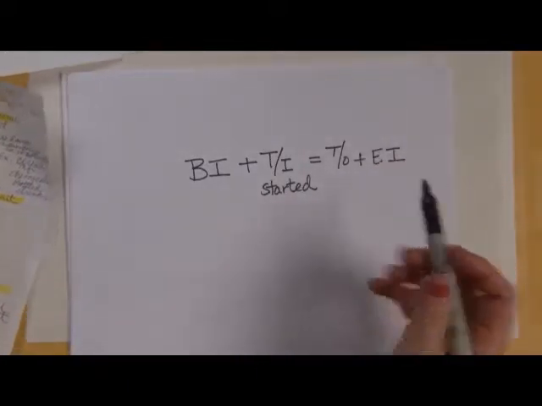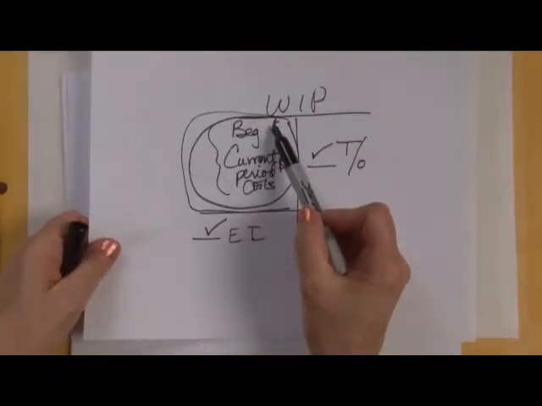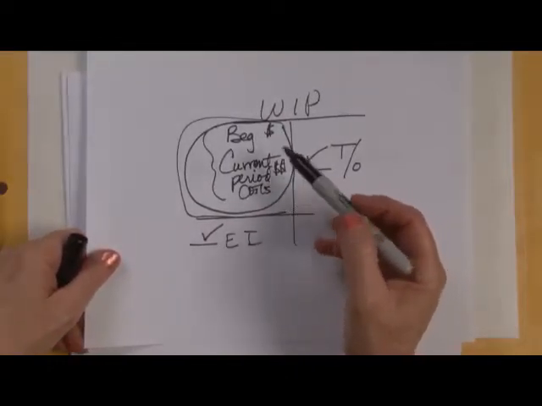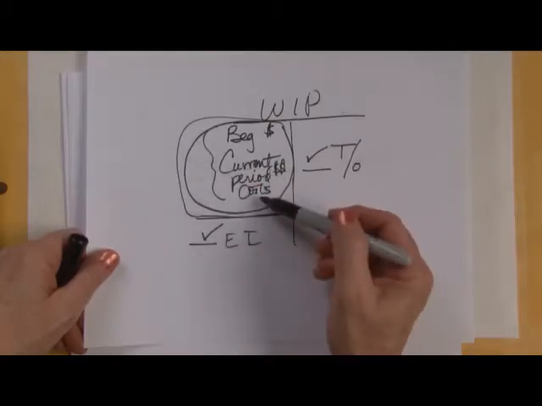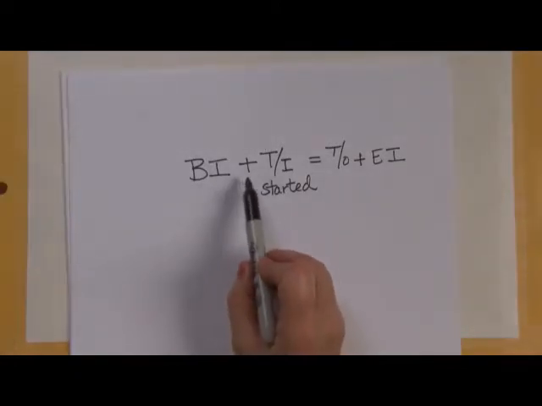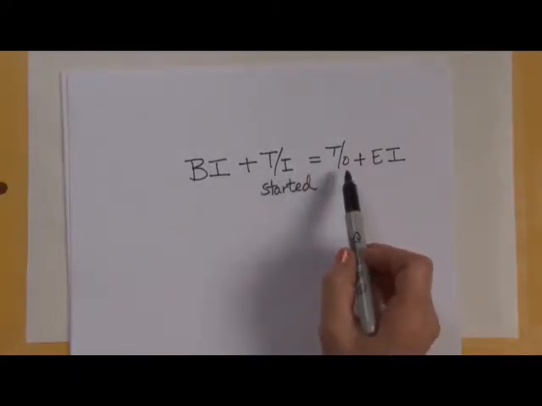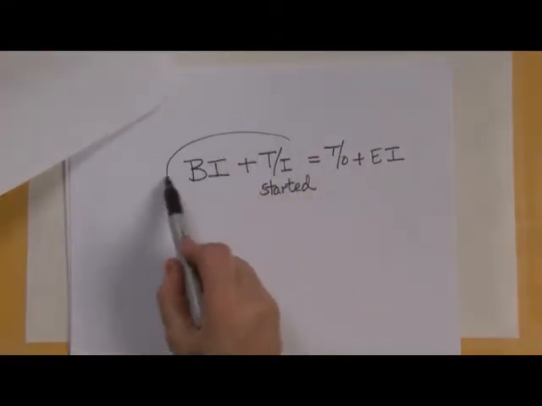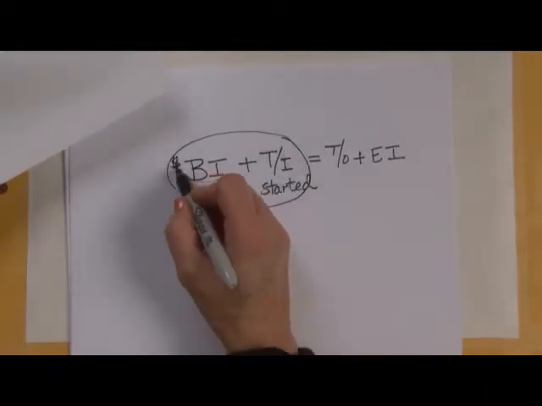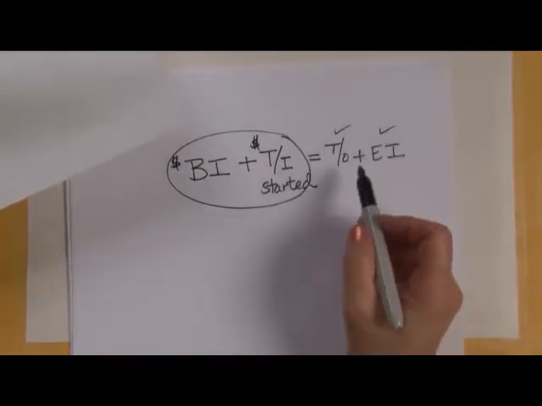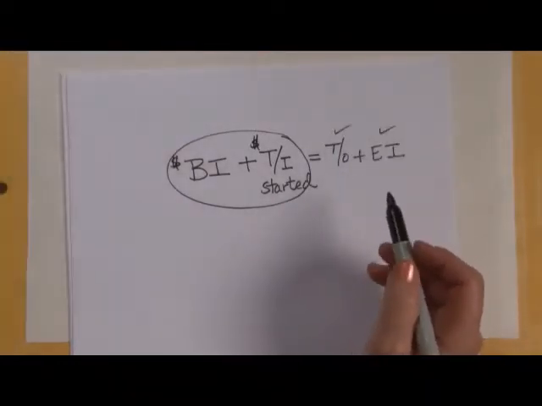Now let's go back. Let me show you the work in process T account again. This would be beginning inventory. These are costs that are transferred in, current period cost, and you know that they come from direct material, direct labor, and factory overhead. And what we're saying is beginning inventory plus the transferred in must always equal the transferred out plus ending inventory. So we are going to take all of these costs, if we turn these into dollars, and we are going to assign them to either transferred out or ending inventory.